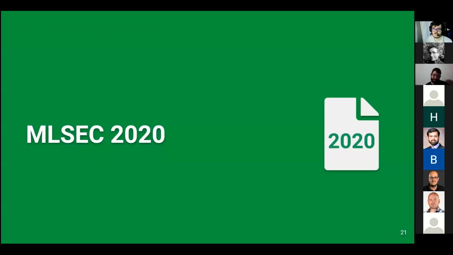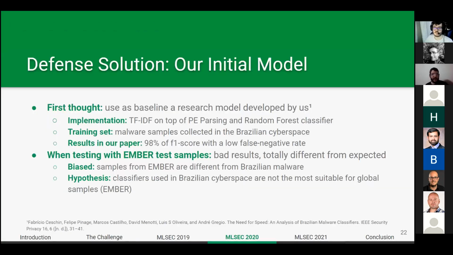Okay, so now let's talk about the 2020 edition of the challenge. This was the first Defender challenge of MLSEC, and to build our defense solution, our first thought was to use as a baseline a research model developed by us back in 2018 in a paper we submitted to Security and Privacy. Our implementation was based on TF-IDF on top of PE parsing and a random forest classifier, since the PE parsing model was stronger in the past challenge. The training dataset in the paper was our Brazilian malware dataset with about 50,000 samples. And our paper reports a 98% F1 score with a very low false negative rate, which seemed a very good result.